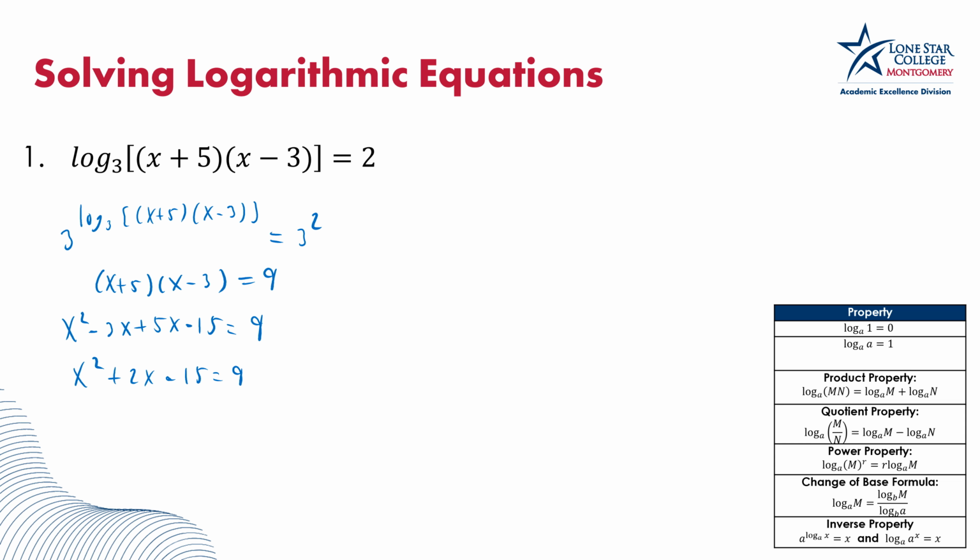And now we need to move the 9 over to the left-hand side. So that will give us x squared plus 2x, negative 15 minus 9 gives us negative 24 equals 0. Now we can factor. Think of two numbers that multiply to get you negative 24, but add to get you positive 2. And that would be positive 6 and negative 4.